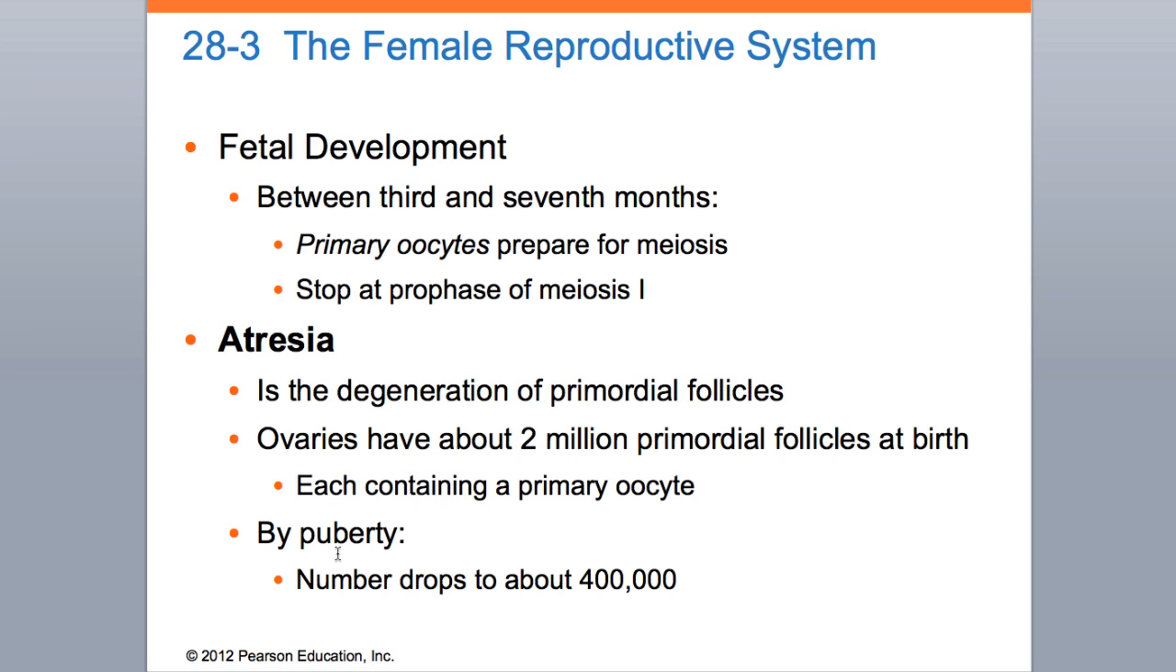By puberty, the female has about 400,000 eggs. Now these are not the mature ova. They're just the developing oocytes. So by puberty, the number drops to about 400,000. So this slide is important. Next slide.